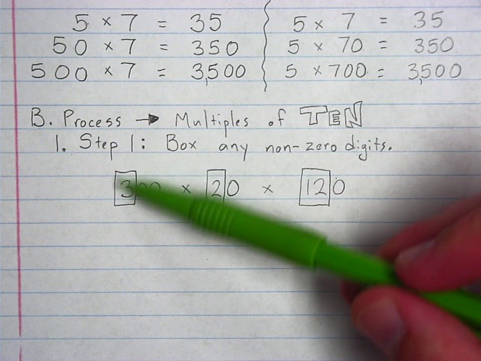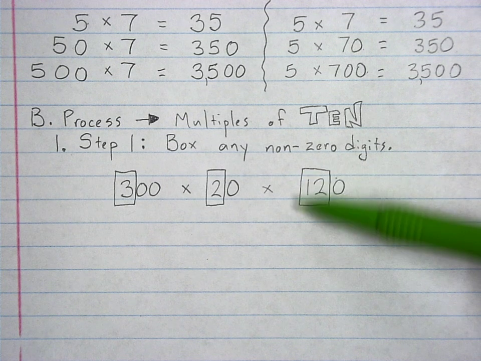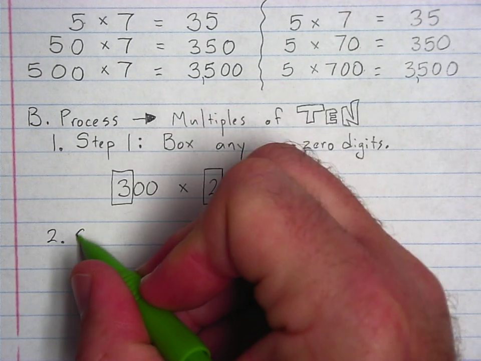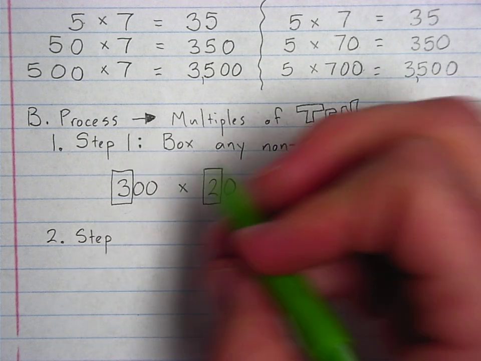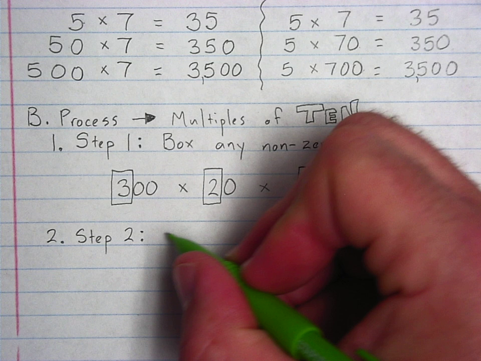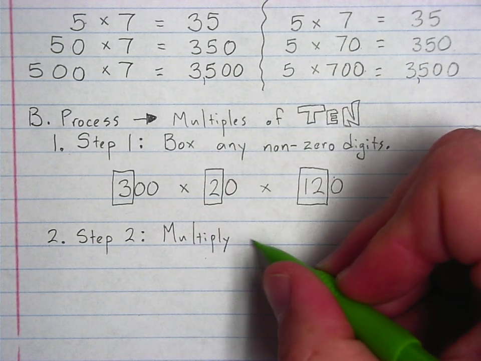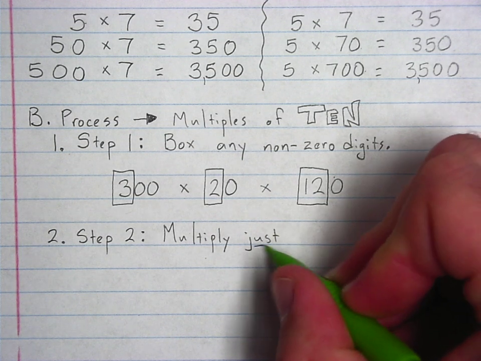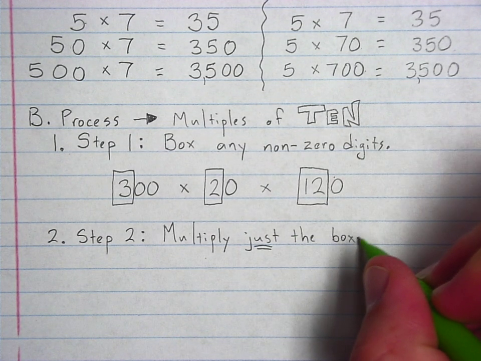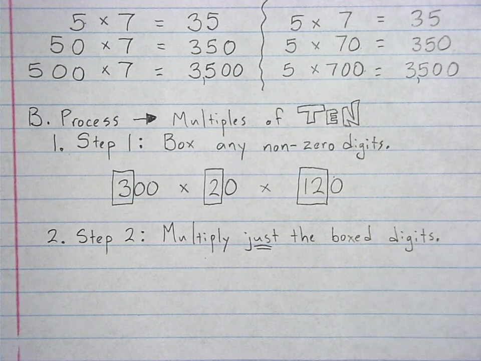So anything that isn't 0 gets boxed up. If you have a couple that aren't 0 and they're next to each other, box them together. Okay. Moving on with our multiples of 10. We are going to multiply just the boxed digits. We're not going to worry about the zeros right now. We will deal with them later.